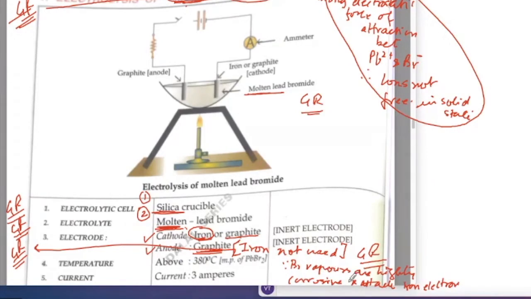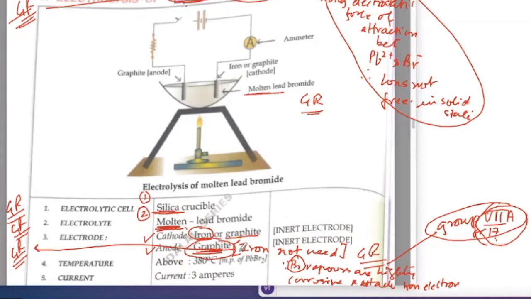Why do I know that they are more corrosive? Because they are group 7A, correct or no? Or group 17. Group 7 non-metals are very reactive. Understood? When they are very reactive, that's why bromine will attack the iron also. That's why we have to use graphite. We cannot use iron. Okay?